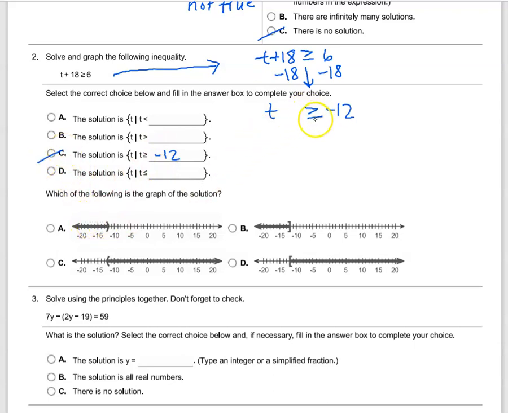We do have the equal to sign, so that means that we're going to have a bracket instead of the parentheses. The parentheses would indicate that we do not have the equal to part. So we want something that is greater than or equal to -12, which would be shaded in to the right.